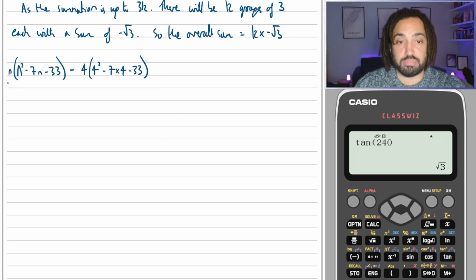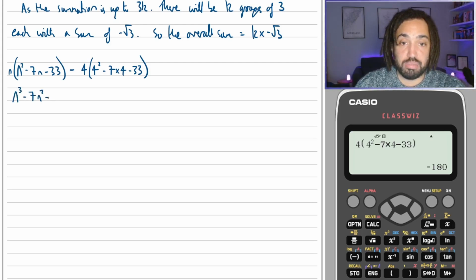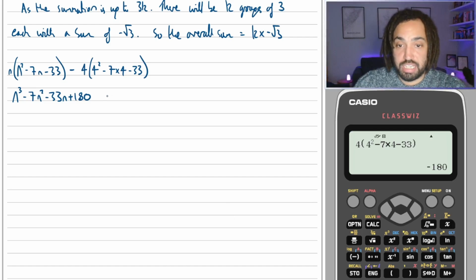Okay, so let's figure out what that value is. The first 4 terms is going to give me a value of this. And I need to take this away from my summation because it starts after the 5th term. So that's minus 180. I'm taking that away, so I'm adding on 180. So this is going to be n cubed minus 7n squared minus 33n plus 180. Okay, great. So that's the left-hand side.